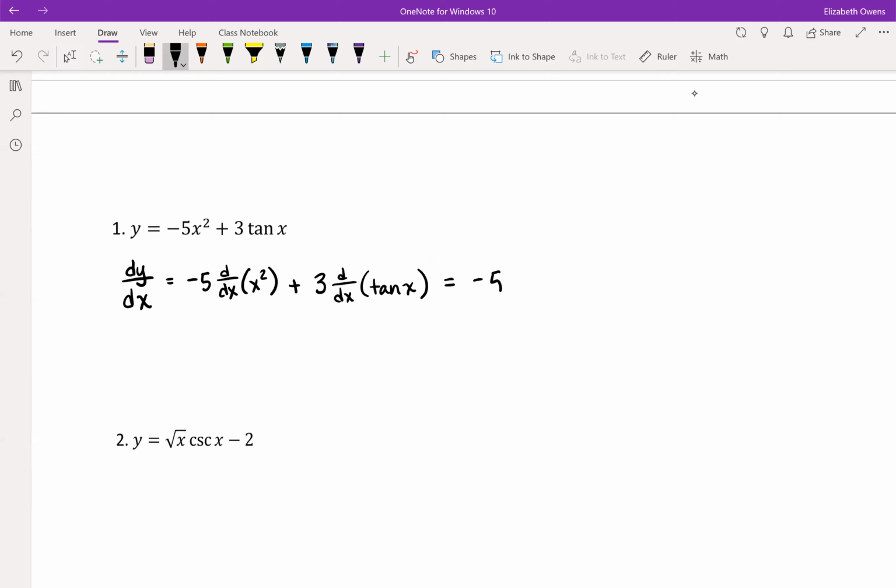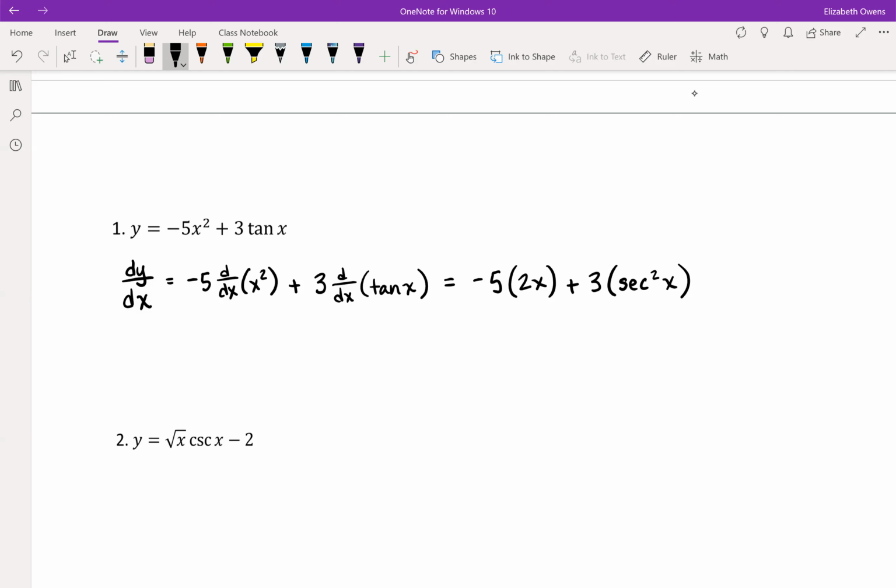So we have negative 5 and the derivative of x squared, remember, using the power rule, that's going to be 2x. And then plus 3 times our new thing, the derivative of tangent, which we derived in a previous video. We were using the quotient rule to help us figure that out, but you don't need to rederive that here. You should memorize the derivatives of the 6 trig functions. That way you can just pull out the fact that this derivative is secant squared x.